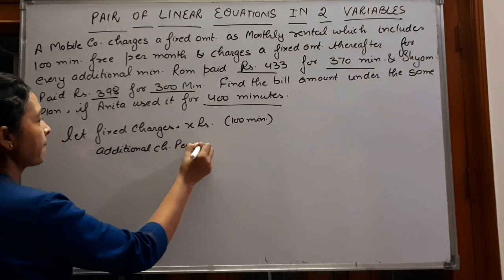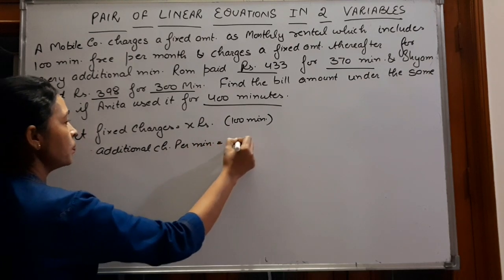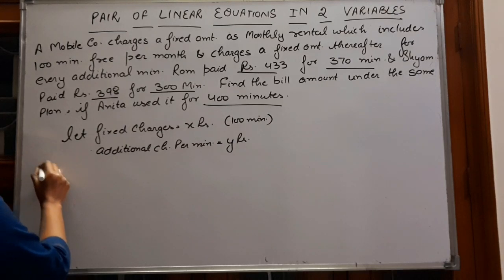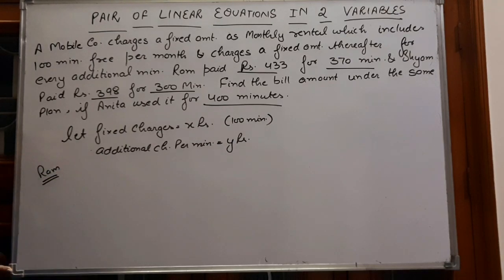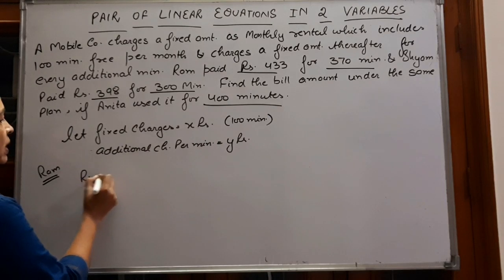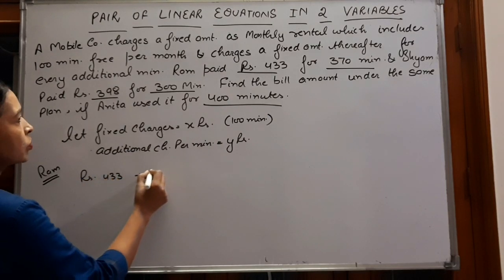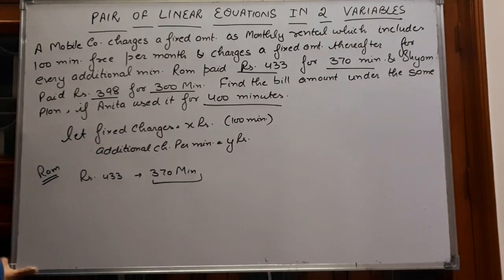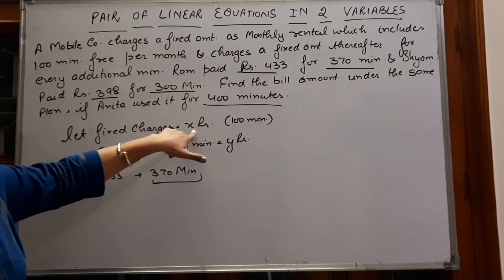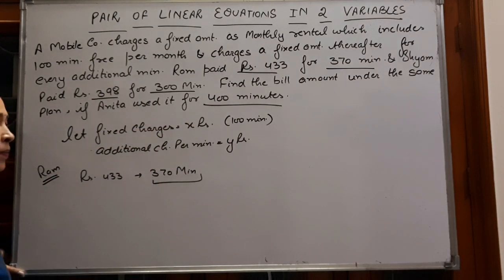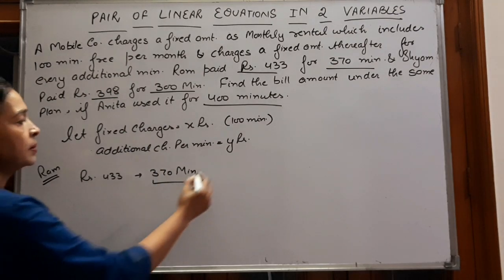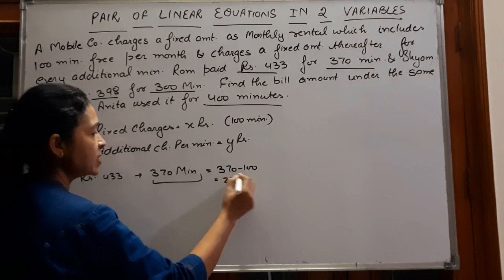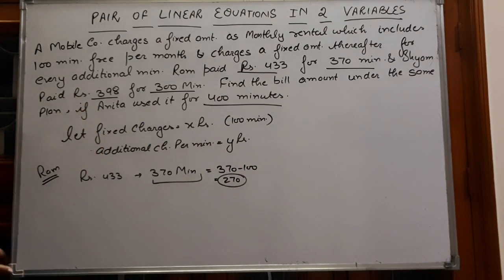per minute, be Y rupees. Now, in case 1, Ram has paid rupees 433 and he has used 370 minutes. Now check. First 100 minutes are free, for which you have to give fixed charges. How many minutes are remaining? 370 minus 100, 270 minutes, for which he has to pay additional charges.